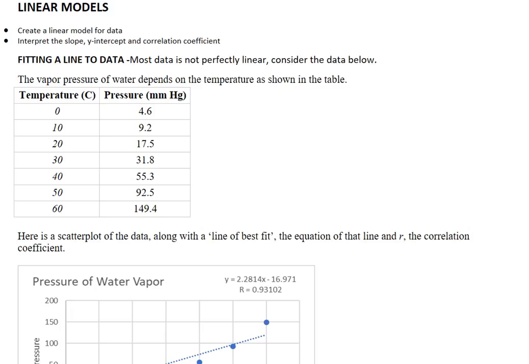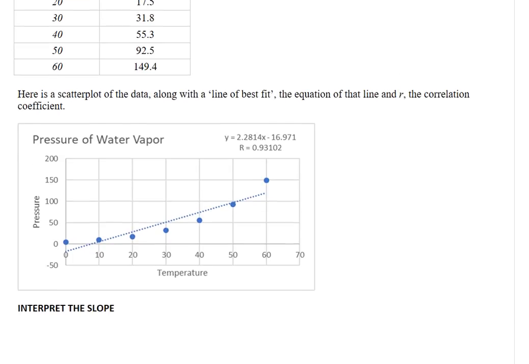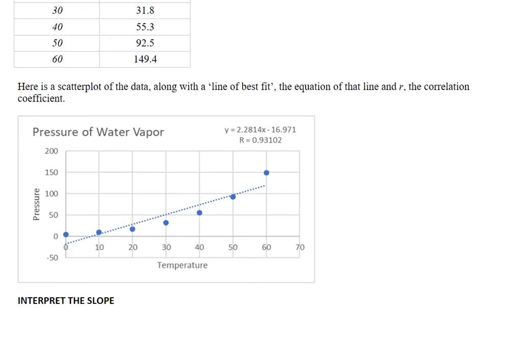Okay, so if we have a situation like this, the vapor pressure of water depends on the temperature as shown below. So here's my temperature, and here is the pressure given. And we would create a scatter plot of that data. Here's a scatter plot for that data. You can see it certainly isn't linear. It has a kind of a curved pattern to it.